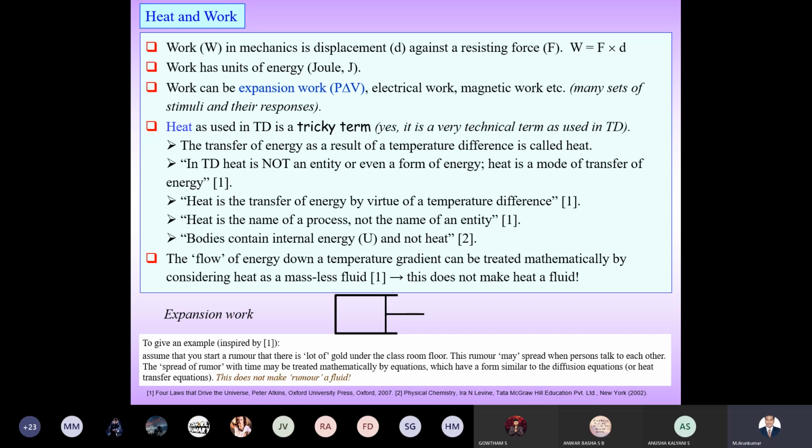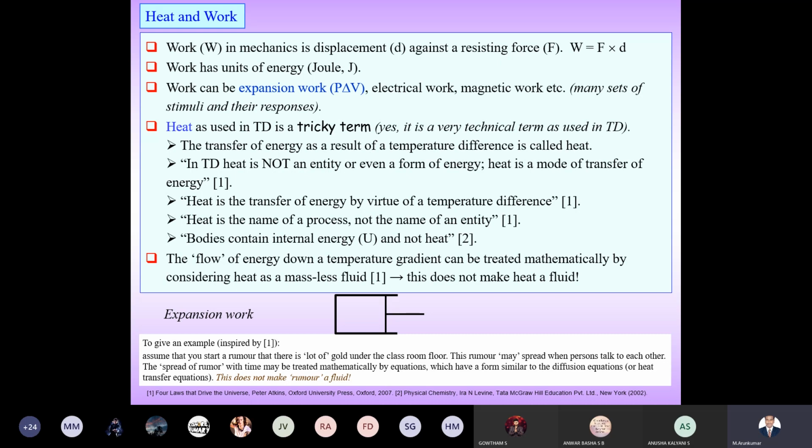The bodies contain internal energy and not heat. So this is not heat; this is an energy. It is an energy transfer, right? The flow of energy down a temperature gradient can be treated mathematically by considering heat as a massless fluid. This does not make heat a fluid.